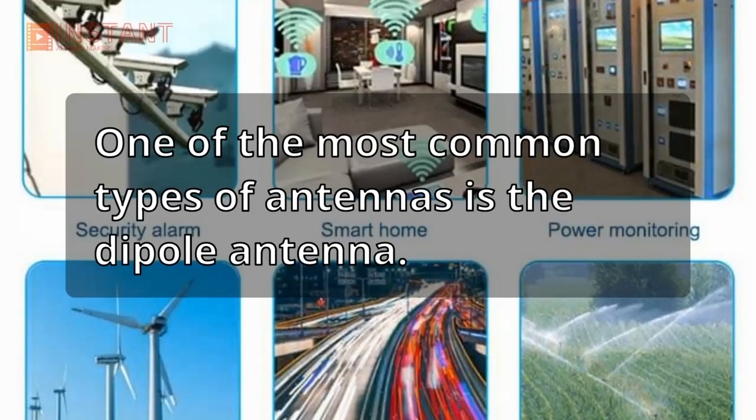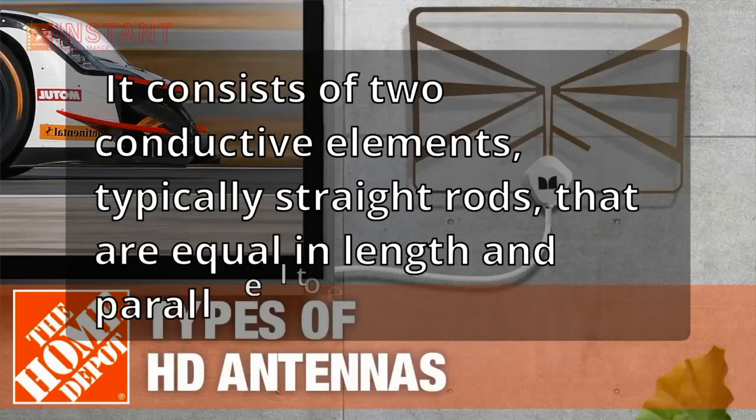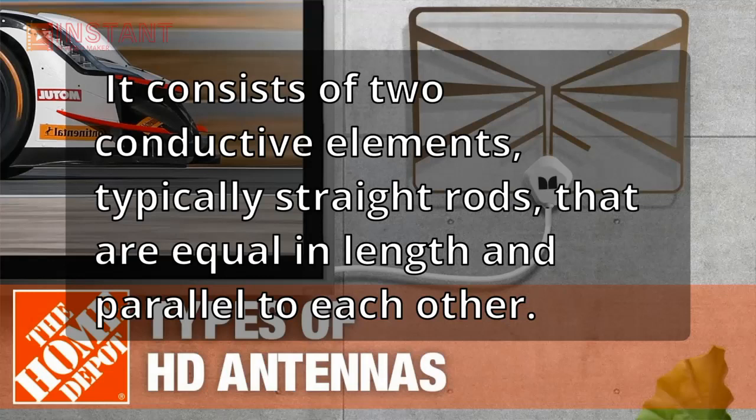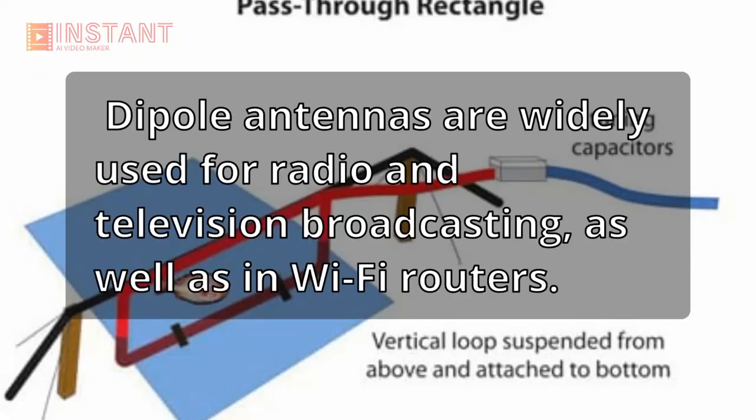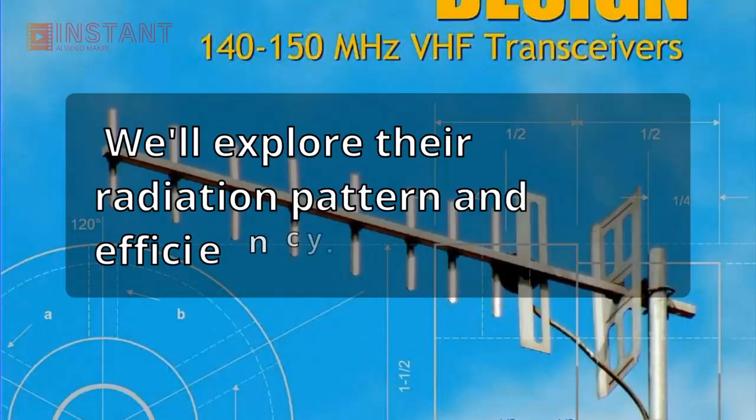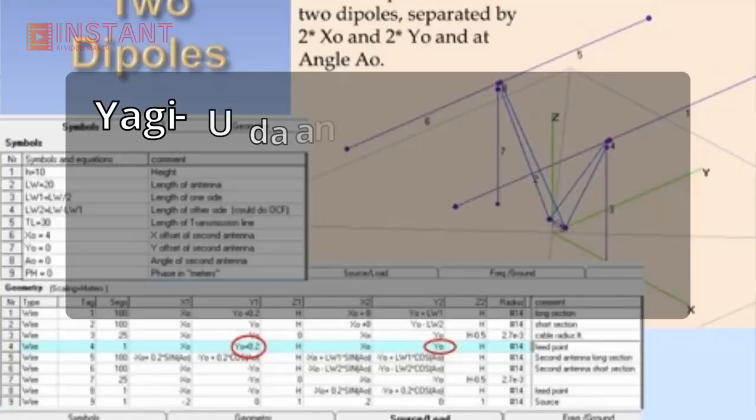One of the most common types of antennas is the dipole antenna. It consists of two conductive elements, typically straight rods, that are equal in length and parallel to each other. Dipole antennas are widely used for radio and television broadcasting, as well as in Wi-Fi routers. We'll explore their radiation pattern and efficiency.